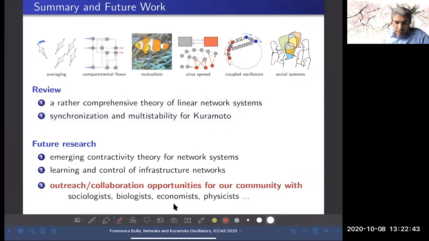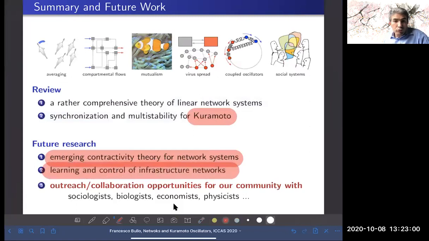There is an emerging theory that I would like to talk to you about in the future that allows me to take these ideas that I have applied only to Kuramoto and extend them to a broader class of nonlinear network systems. Clearly of great interest at this point in time are strategies for learning and control of infrastructure networks such as power. But I also find it extremely interesting that this area of network systems, as illustrated up here by these examples, provides us with a fantastic opportunity for collaborating and reaching out to our colleagues in sociology, in biology, in economics, physics, and so forth. So this is really an exciting area.